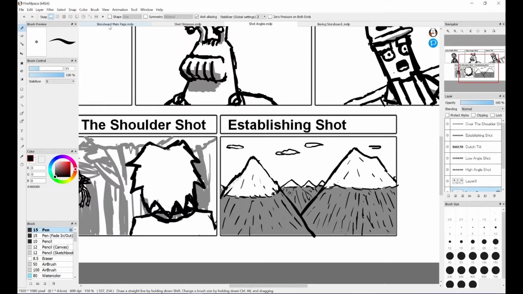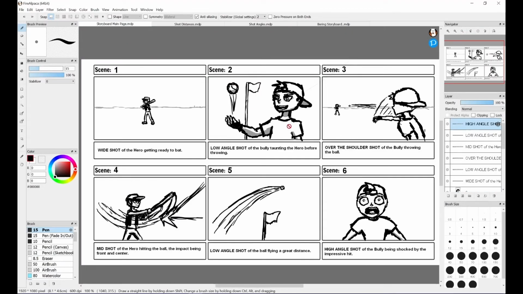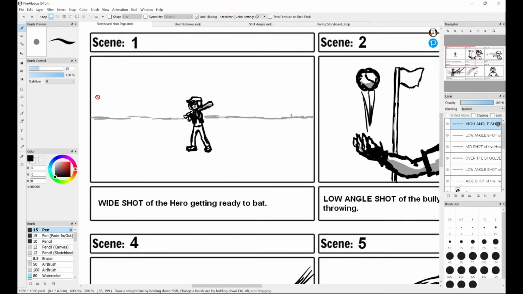So if we go back to the storyboard I was showing off at the start of the video, you can see that I've been using all those techniques I've been showing off to make it look more interesting. So yeah, the first shot, where the hero is getting ready to hit the ball, it's a wide shot to show the challenge, that he's a small guy in a big whatever this environment is.